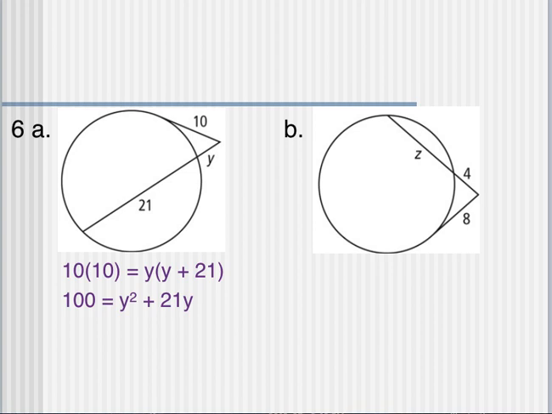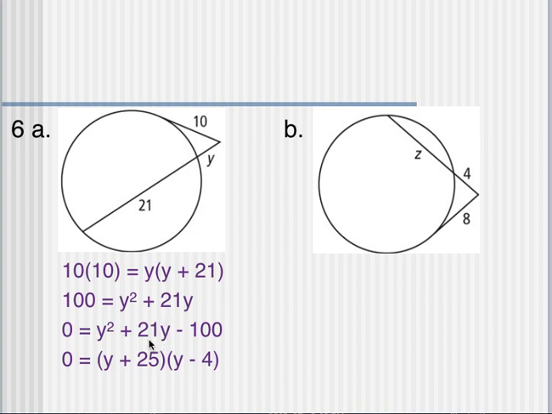To solve by factoring, you need 0 on one side of your equation, so you could subtract 100 from both sides just to get 0 on the left side of your equal sign. And then you could think to yourself what numbers multiply to 100, but add or subtract to get 21. And if you thought of 25 and 4, well done, because 25 times negative 4 would get you negative 100 when you FOILed, but 25 minus 4 would get you 21 in the middle.